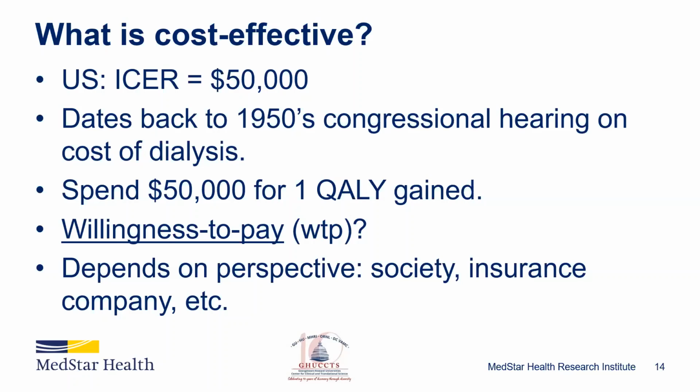And so that brings us to the concept I mentioned before, willingness to pay. How much are you willing to pay for one life year gained or one quality gained? And to some degree, that depends on your perspective. So most studies are done from what we call a societal perspective, but there might be other perspectives where a willingness to pay would be quite different. For example, an insurance company might have a different idea of what they're willing to pay for a gain in one quality or one life year.